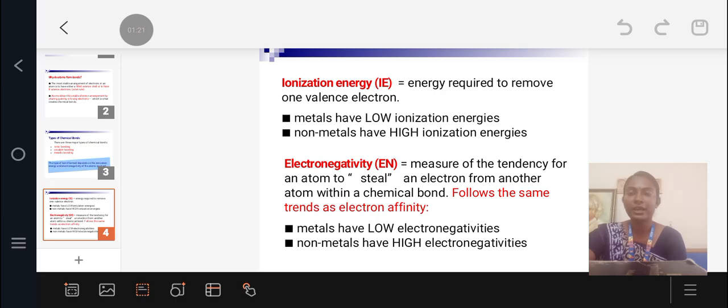Next one, electronegativity. It is represented as En. The measure of the tendency for an atom to steal an electron from another atom within a chemical bond is called electronegativity. It is the same as electron affinity. Metals have low electronegativities, non-metals have high electronegativities.